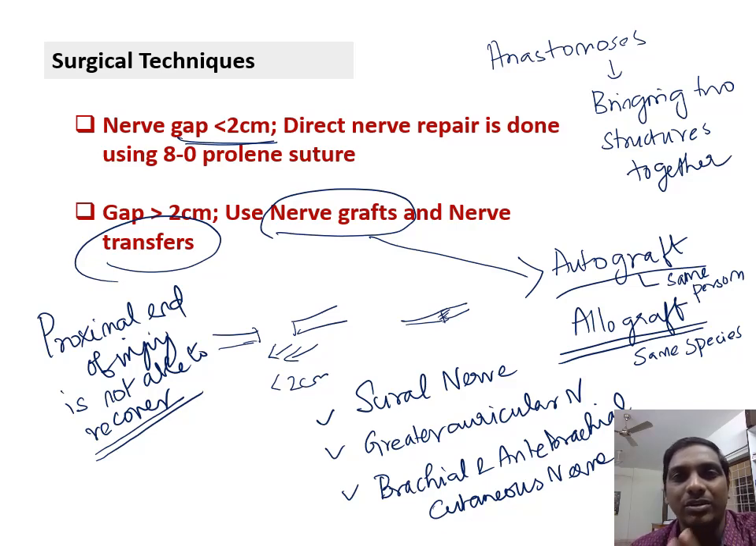These are way beyond our level. So better we stick with when to do nerve repair within 2 centimeter. More than 2 centimeter, we substitute with another nerve that is called a nerve graft, right? So with this, the treatment of nerve repair has been complete.